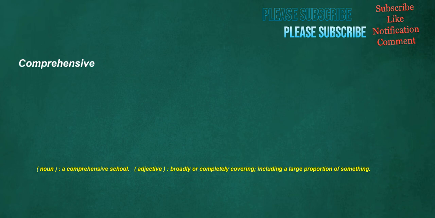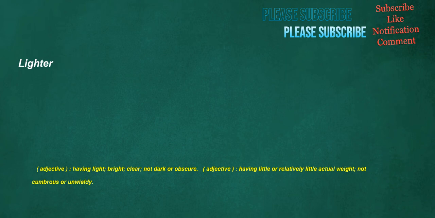Comprehensive. Noun, a comprehensive school. Adjective, broadly or completely covering, including a large proportion of something. Lighter. Adjective. Having light, bright, clear, not dark or obscure. Adjective. Having little or relatively little actual weight, not cumbrous or unwieldy.